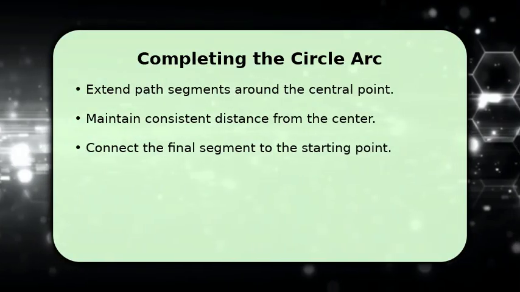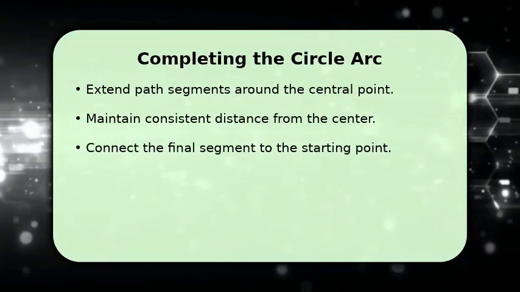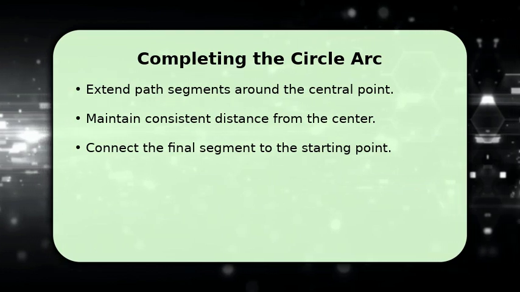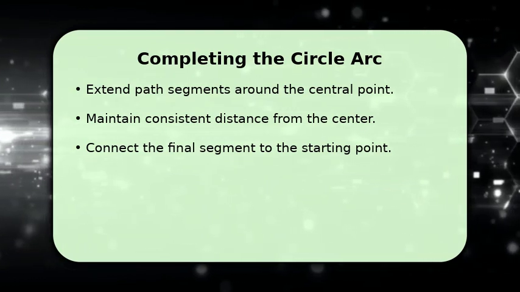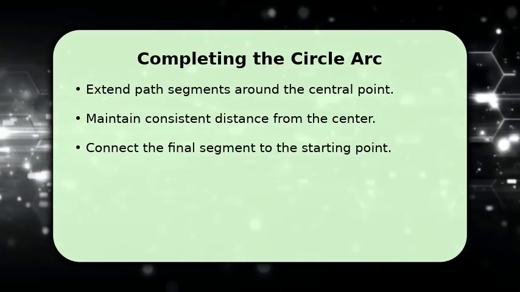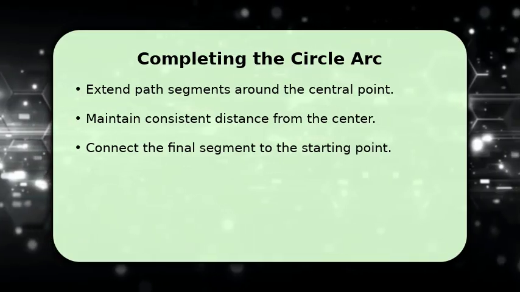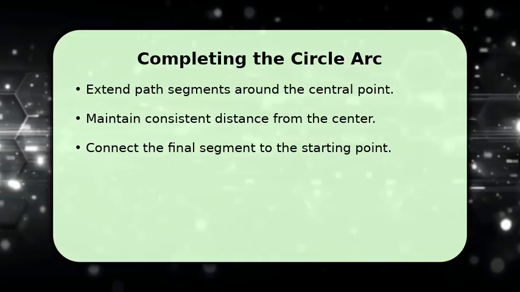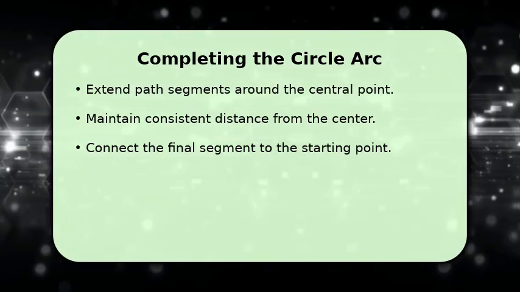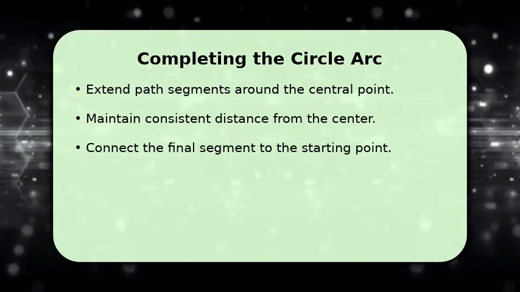With your first segment down, extend the path by clicking on adjacent grid points, forming a quarter circle. Imagine a central point and keep your path segments equidistant from it. Continue this process, creating smooth arcs. For a full circle, you'll connect 4 quarter circle segments. Take your time to ensure each click aligns perfectly with the grid for a seamless look.